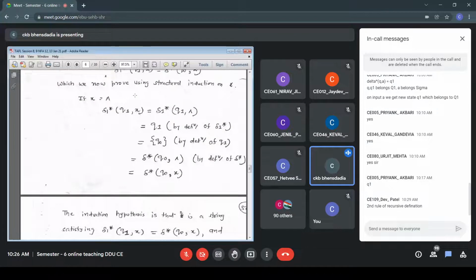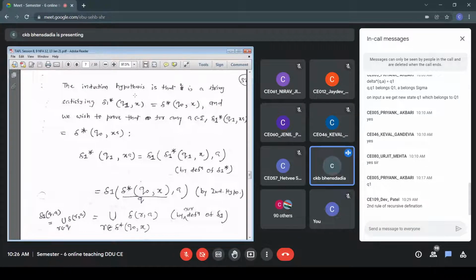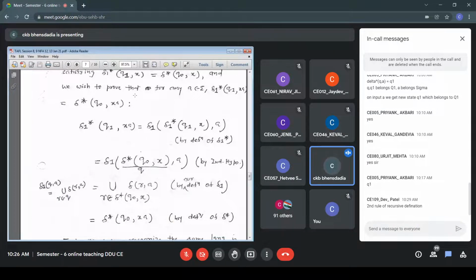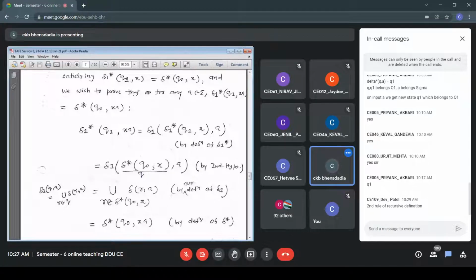The expression that we have arrived at is the union of R belonging to delta star Q0 X of delta R A. That is our rule number 2, rightly said by Dev. By the definition of delta star, rule number 2, delta star Q0 X A is the union of R belonging to delta star Q0 X of delta R A. So this expression delta star Q0 X A is nothing but our right hand side.